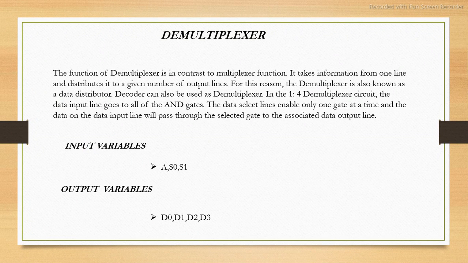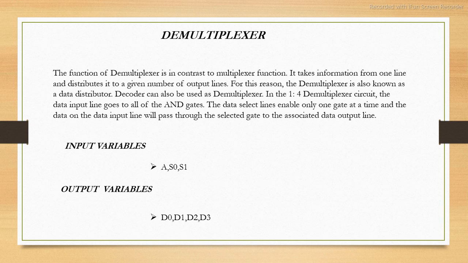And next we see about the demultiplexer. The function of a demultiplexer is the opposite of the multiplexer function. It takes information from one line and distributes it to a given number of output lines. For this reason, the demultiplexer is also known as a data distributor. A decoder can also be used as a demultiplexer.